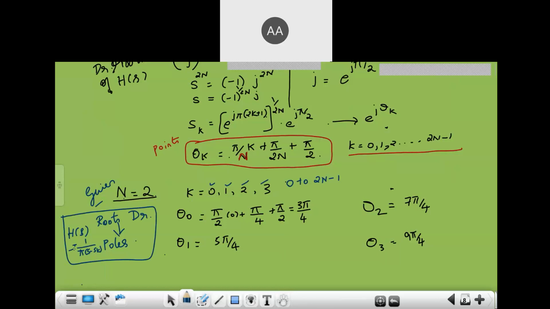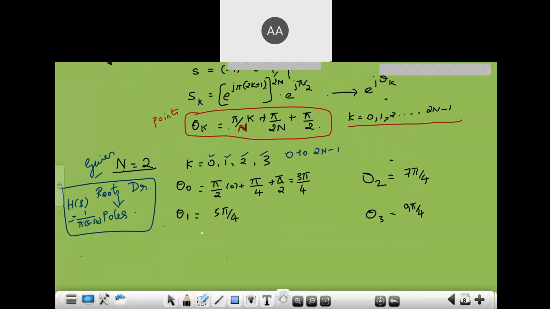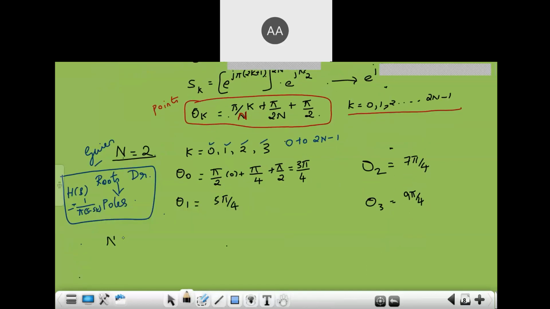For each value of n, for one more value you can do and write and keep. For n is equal to 3, what is going to happen? k will vary from 0, 1, 2 until 2n minus 1, which means how much? 2 into 3, 6, 6 minus 1, 5. So 0, 1, 2, 3, 4, 5. You will have 6 roots in the denominator. That means there are 6 poles for this equation.